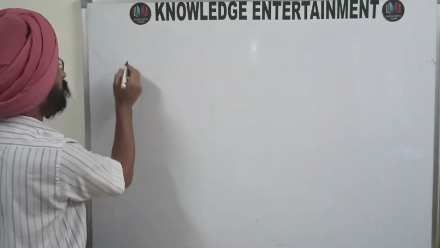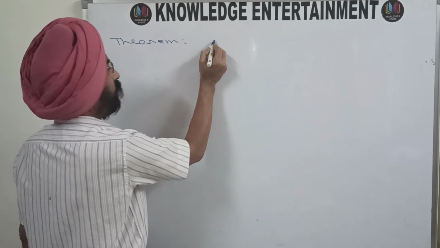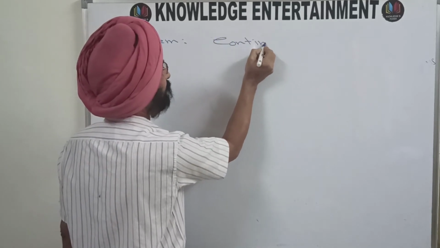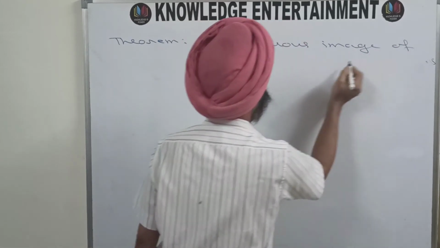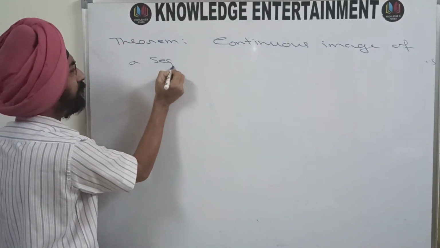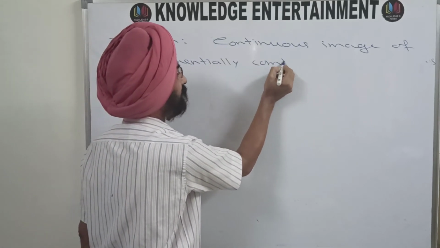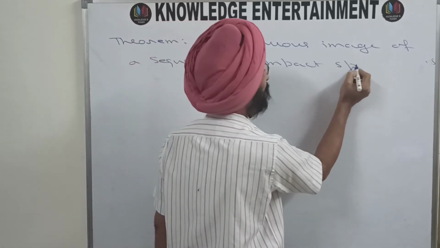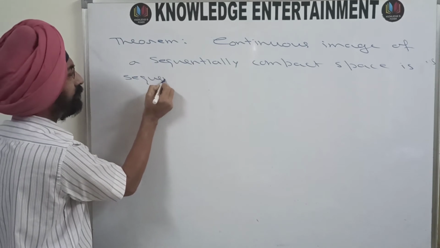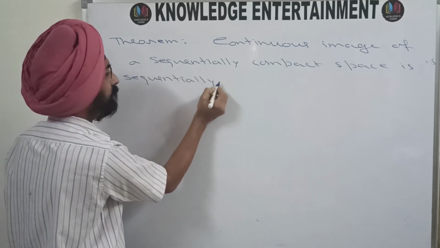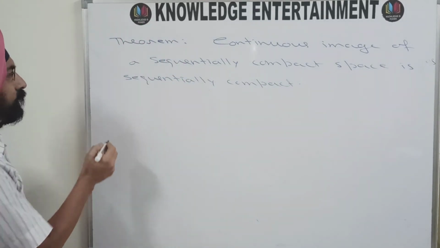The statement of the theorem is: a continuous image of a sequentially compact space is sequentially compact. This theorem we are going to prove now. So move on to the proof.